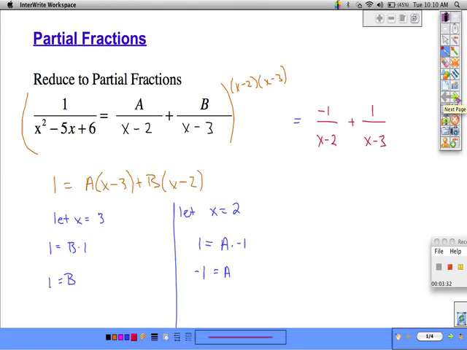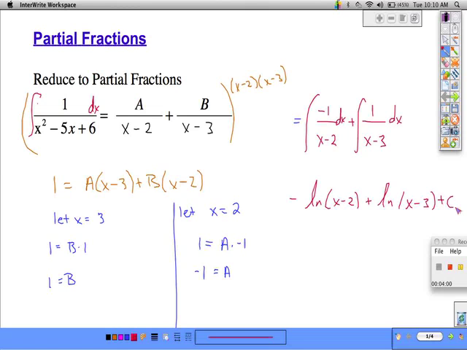And you can see that these two terms are going to integrate nicely. They would both involve a natural log. So if I threw an integral in here, this would just be negative natural log of x minus 2 plus the natural log of x minus 3 plus c.